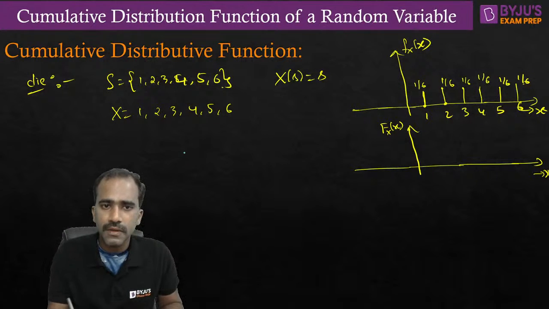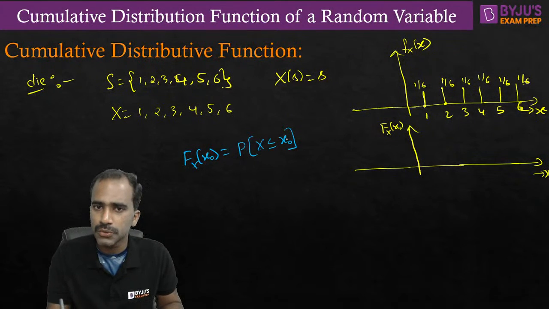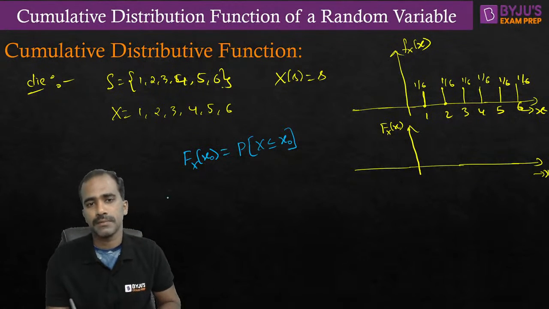The definition of CDF is capital Fx of x is equal to P of X less than or equal to small x. Or else you can take it as x naught. Whatever is the value here, that is the value here. If it is 2 here, it is 2 here. If it is 3 here, it is 3 here. So to find the CDF function's value at a particular point, add up the probabilities of all the values of the random variable till that point.